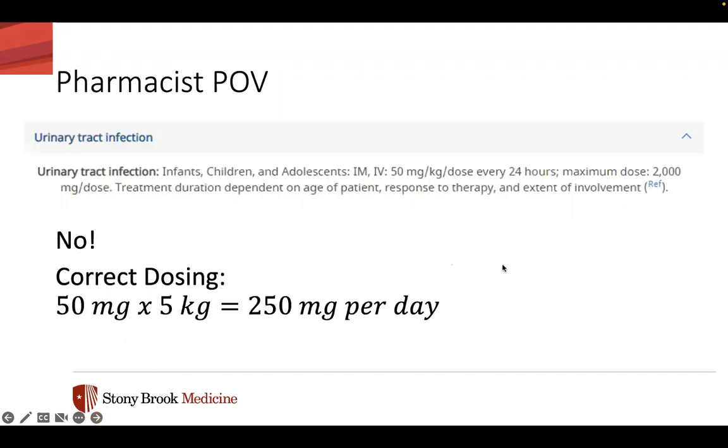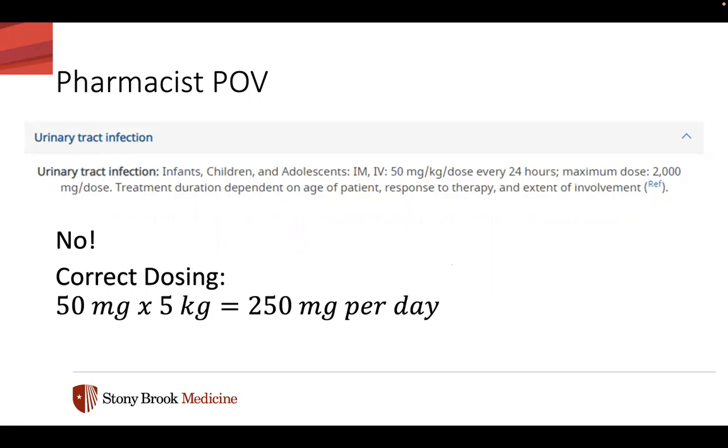So here's a screenshot I took from LexiComp. It tells you the dosing. So it's 50 milligrams per kilogram per dose every 24 hours. So the correct dose for this patient would really be 250 milligrams per day, which is way off. And I know this is a very exaggerated example, but it serves a true point: at order entry, always make sure you're checking your doses when verifying medications for peds.